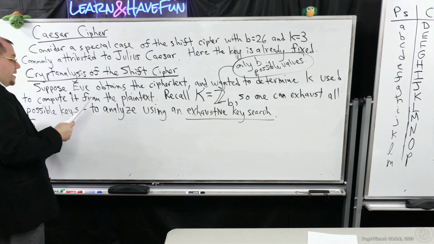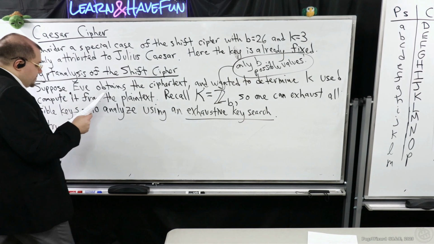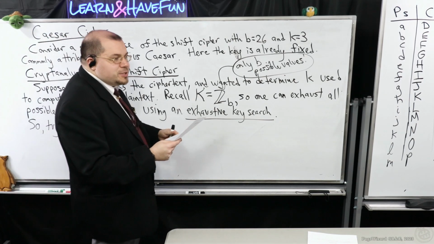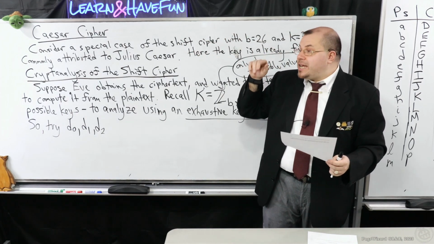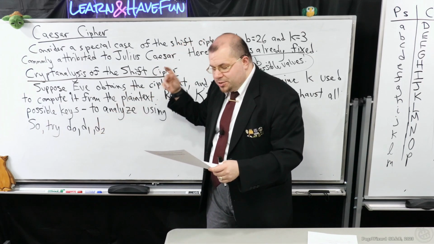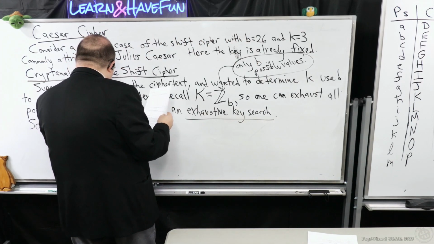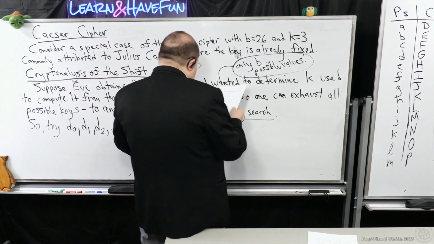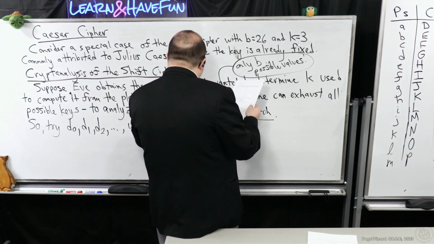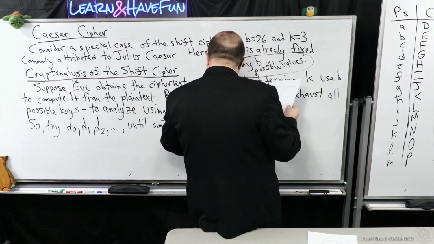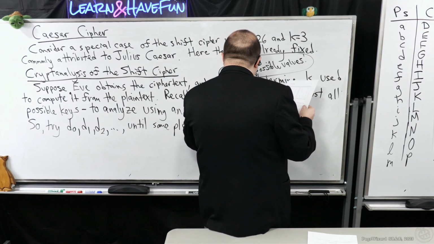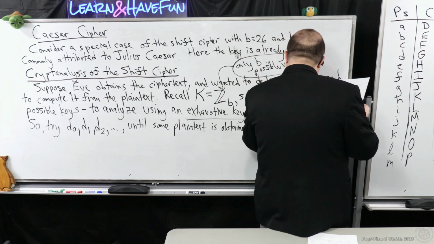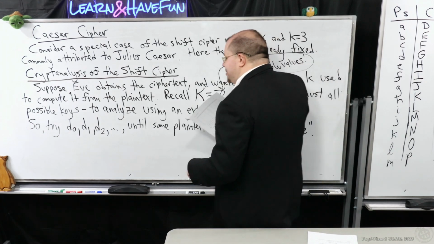So what do I mean by an exhaustive key search? So try D0, D1, D2. So that means applying the decryption function with each key potentially being 0, then 1, then 2, and so on until some plain text is obtained to make sense. Meaning that I want you to find some sort of sensible plain text.